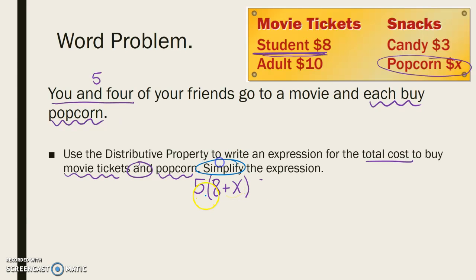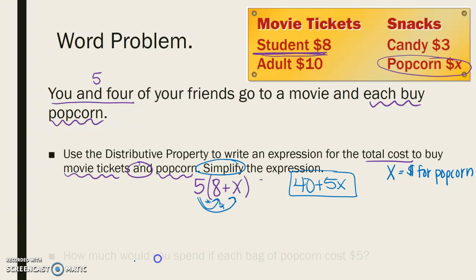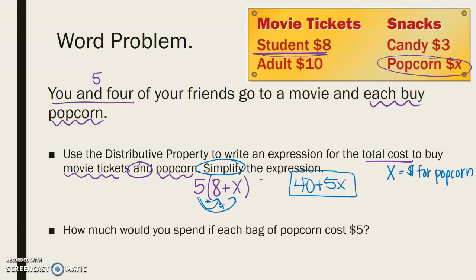Now it does say to simplify. So we have to distribute. And we get 40 plus 5x. So that's going to be the expression that would tell us how much money you and your 4 friends would be spending if we knew how much popcorn cost. Right now, we don't know how much popcorn costs. I'm going to write that the x stands for the amount of money for popcorn, so we don't forget that. Now, the second part actually lets us solve something.